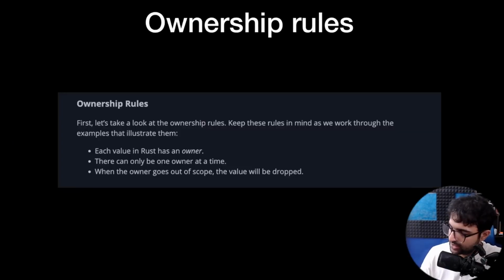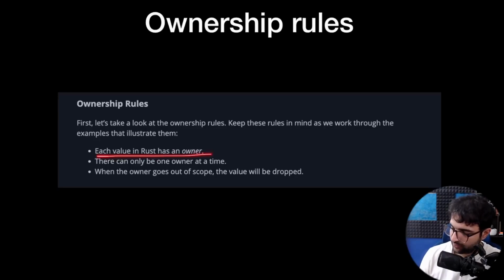And hence, the ownership rule says each value in Rust has an owner. There can only be one owner at a time. You cannot have multiple owners. This is what leads to double free errors. If you have two things that are trying to clear the same memory, that leads to double free errors, which means you're trying to free the same address twice, which might have been taken by some other program.